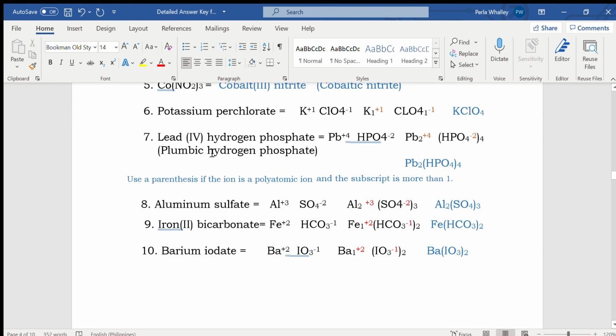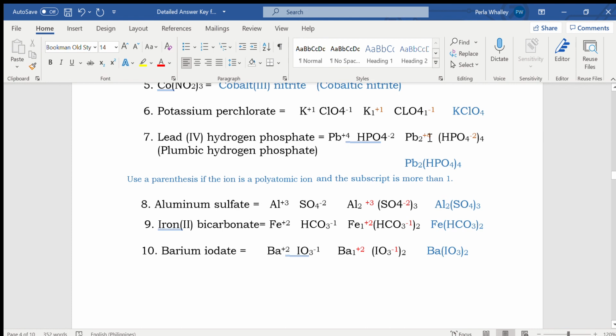And then lead 4. The lead 4 here means the lead has an oxidation number of +4. So the other name here is plumbic hydrogen phosphate. Now lead 4, this is hydrogen phosphate. So a crossover, this 2 is from the oxidation number of hydrogen phosphate. This 4 is the oxidation number of lead.